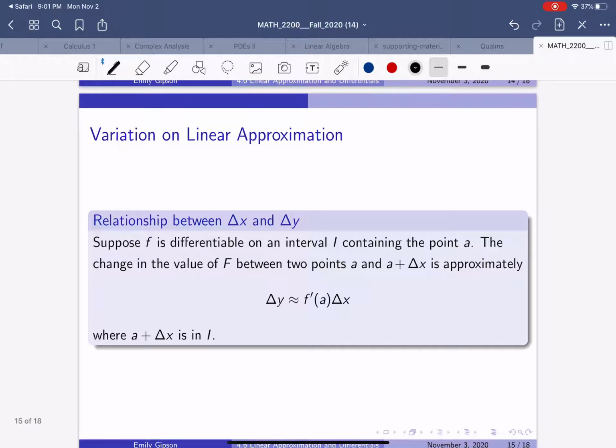So, suppose f is differentiable on an interval I containing the point a. The change in the value of f between the 2 points a and a plus delta x is approximately delta y equals f prime of a times delta x, where a plus delta x is within our interval. And that's just our concrete definition.